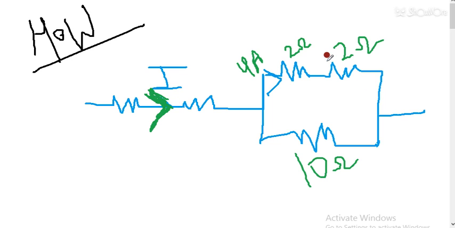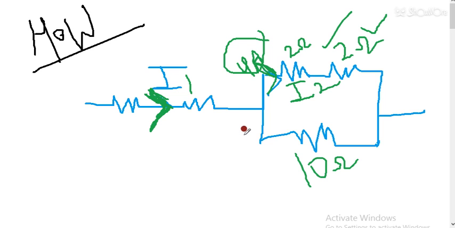2 ohm resistance is this one, 2 ohm resistance is this one, 4 ampere current is flowing in this branch, this current you can say I1. Let it be I1, it is I2. So value of I2 is given, and you have to find the I3 current, that is this one. I3 current you have to find, and I1 you have to find.